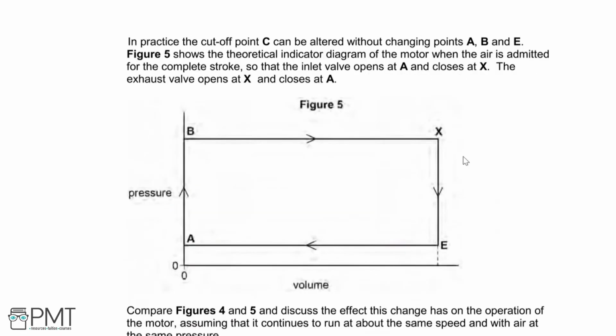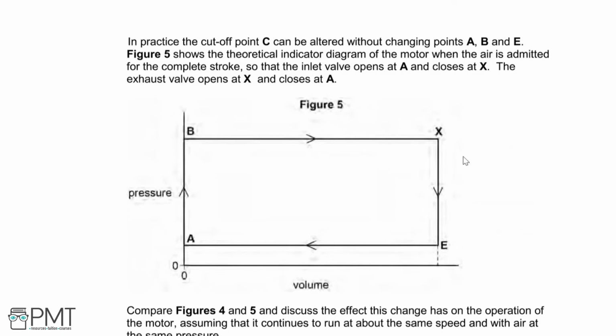In practice, the cutoff point C can be altered without changing points A, B and E. Figure 5 shows the theoretical indicator diagram of the motor when the air is admitted for the complete stroke, so that the inlet valve opens at A and closes at X. The exhaust valve opens at X and closes at A.